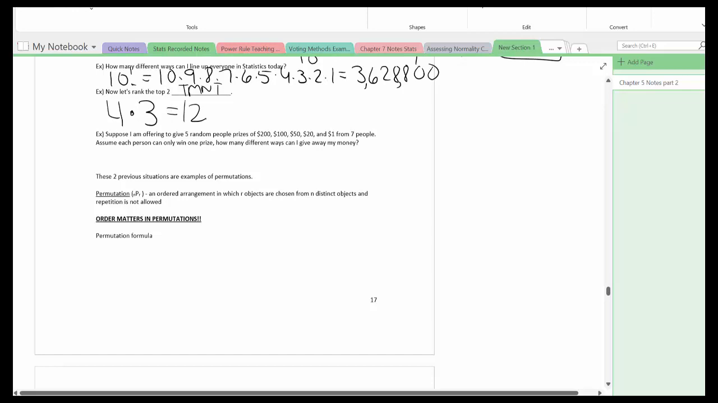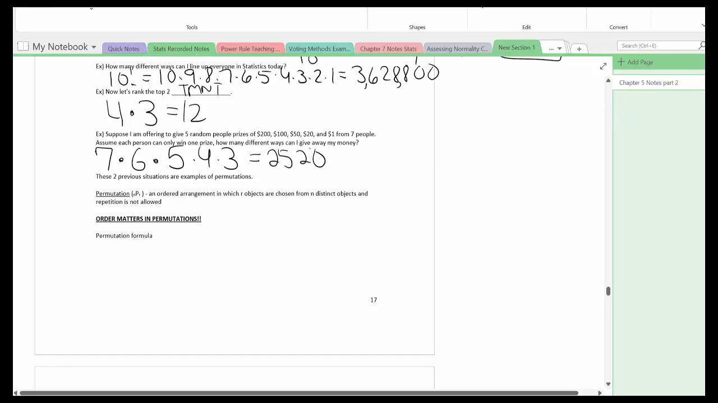All right, let's take a look at another example. Suppose I'm offering to give 5 random people the following prizes from 7 people. Assume each person can only win 1 prize. How many different ways can I give away my money? Well, there's 7 different people that could win the $200. So that person can't win again. So then it's 6 people that can win the 100. That person can't win again. So then it's 5, 4, and 3. Multiply that, you get 2520.